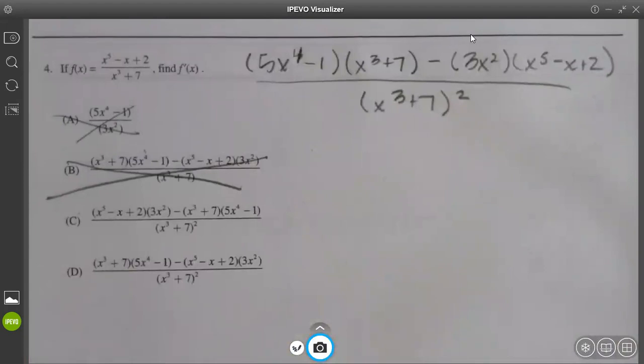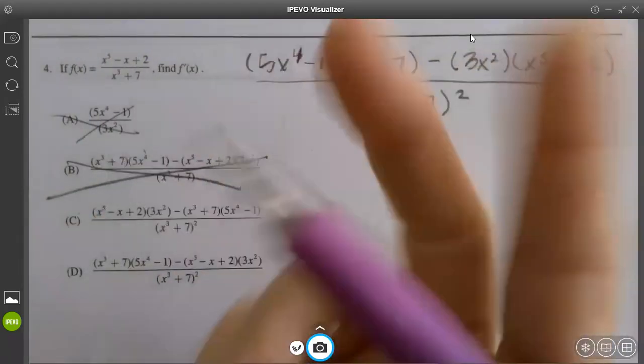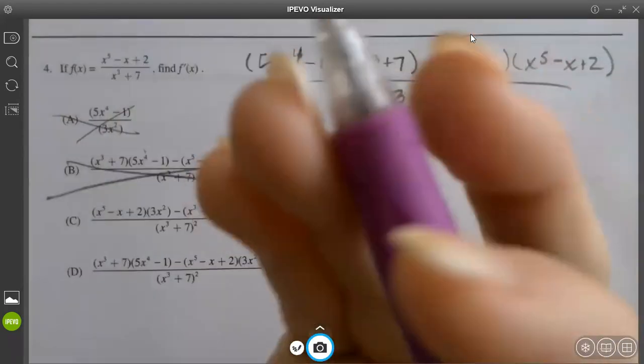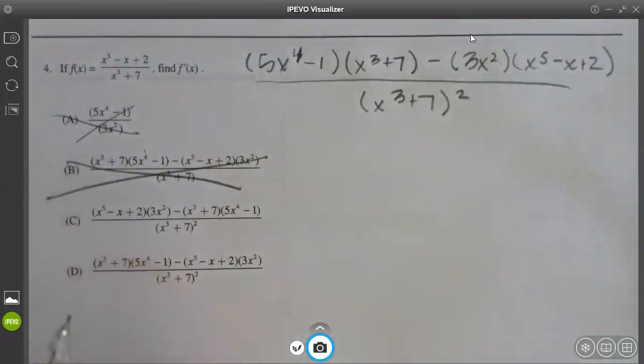X to the 5th minus, what's wrong with this one? It's backwards, right? So make sure you take the derivative of the top, then multiply it by the bottom. So it's going to be what? Just be careful.